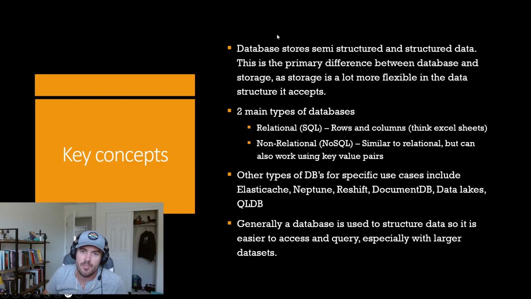So you probably could mash those all into a SQL database, for example, but it would be extremely challenging. I don't even know, honestly, if you could put an EBS volume in a SQL database. So you have two main types of databases. All right, you have a relational or SQL, which has rows and columns. It's kind of like an Excel sheet, if you can picture that. And then you have non-relational databases, so NoSQL, which is similar to a relational database, but it works using key value pairs as opposed to specific column formatting.